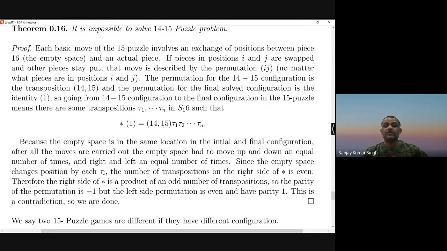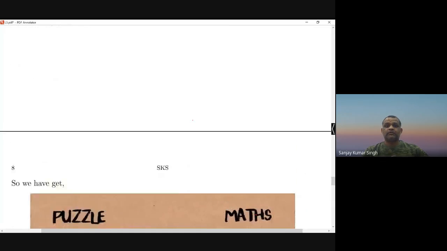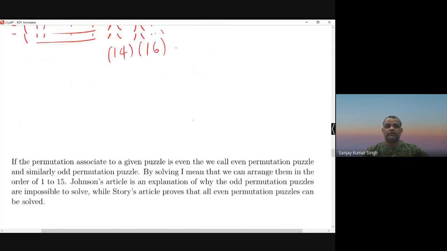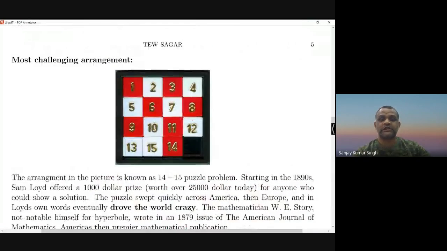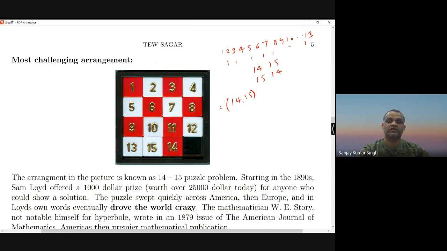And why this (14 15)? Because if you write the permutation of this initial position, what is the permutation associated to this? You will see carefully that 1, 2, 3, 4, 5, 6, 7, 8, 9, 10 to 13 are the same. There is no change in the image. Only the image of 14 is changing to 15 and the image of 15 is changing to 14. So as a cycle decomposition, you will only get (14 15), because the other elements are fixed. 1 is going to 1, 2 is going to 2, 3 is going to 3, 4 is going to 4. So this is the initial permutation.